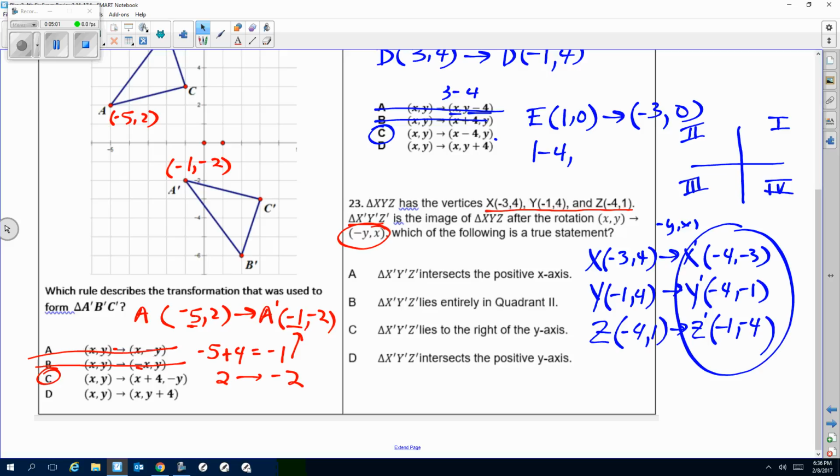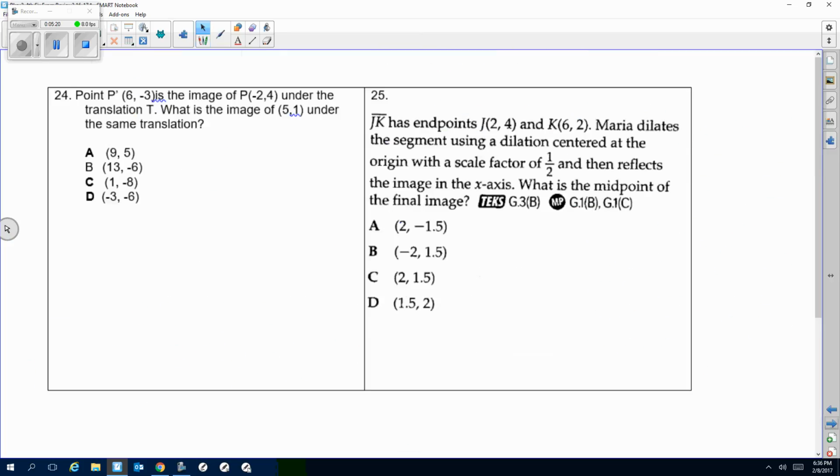So the answer on this would be C. Because these are negative negatives, this side is negative, down is negative, it would be in the third quadrant, which means it would be to the left of the y-axis, okay? All right, and then our last two problems, definitely a test like.